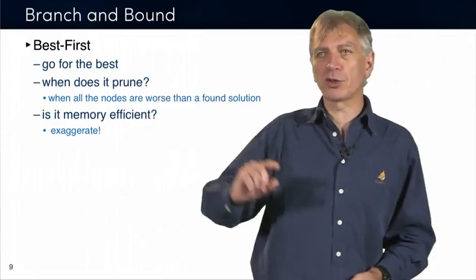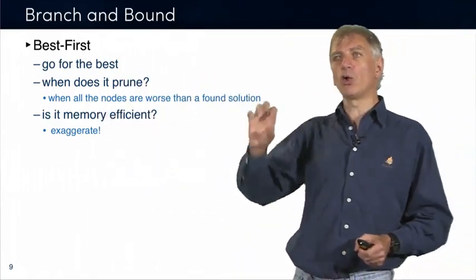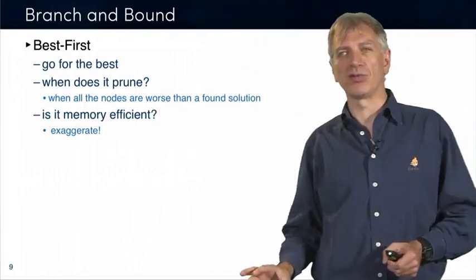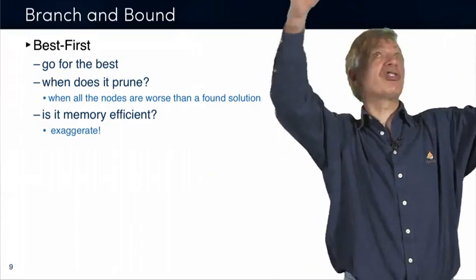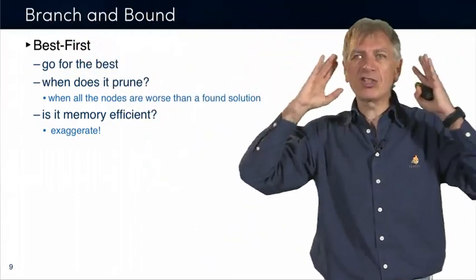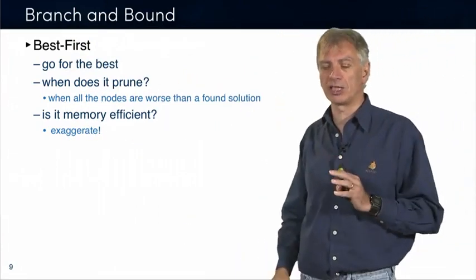When is best first search pruning? It's essentially pruning when all the nodes that you can expand have a value which is worse than the best solution that you have found so far. At that point, you have all these nodes which are floating around. They've not been expanded, okay, but it makes no sense to actually explore any of them, so you stop. And that's when the computation stops.